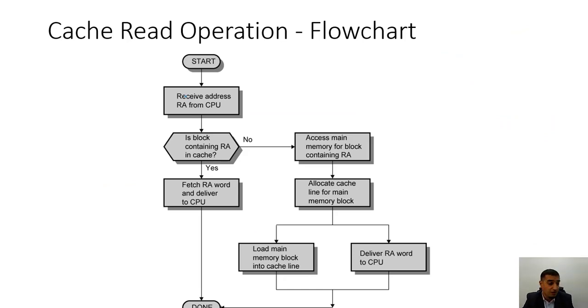This is the flow chart that shows the operation of the cache. We start at this point: receive the address from the CPU. Is the block containing the required address available in the cache? If yes, take it from the cache and send it to the CPU. If no, access the main memory, which is the RAM, and get the full block containing the required address. Locate a cache line for the block, then send the information to the CPU and load the memory block in the cache line.